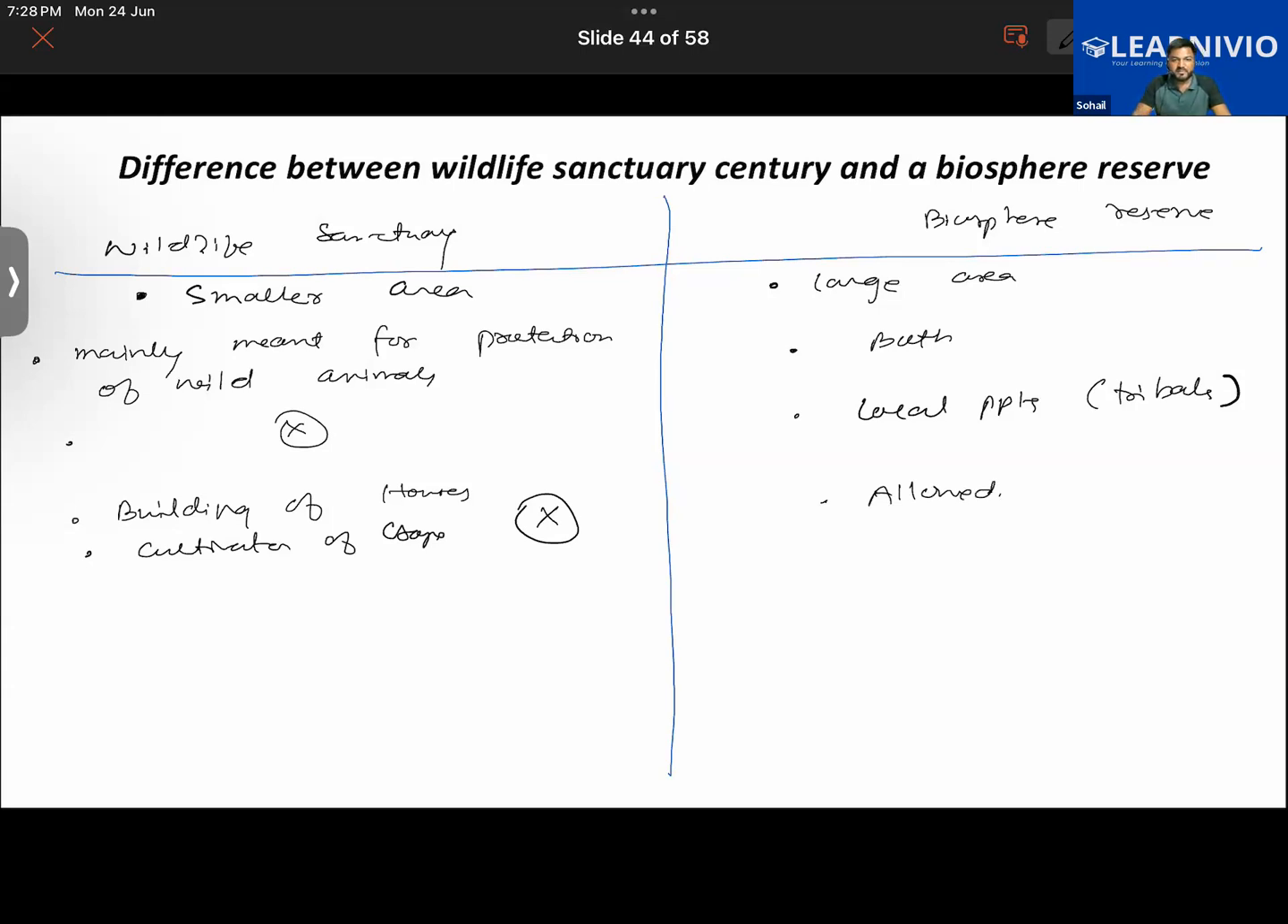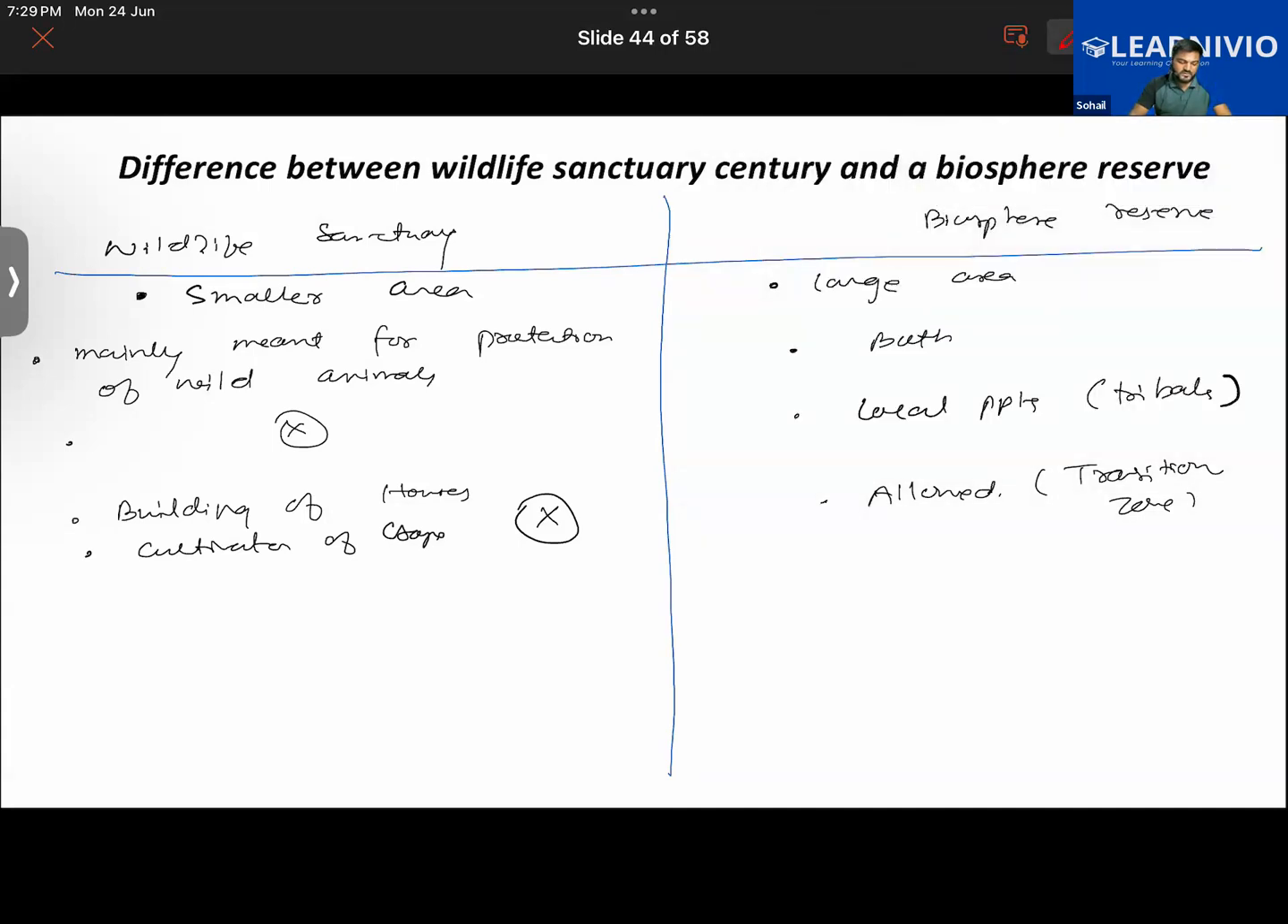Certain economic activities will be allowed, but only in the outermost zone, and that is the transition zone. So that is the thing about it. Hope you guys have understood this.